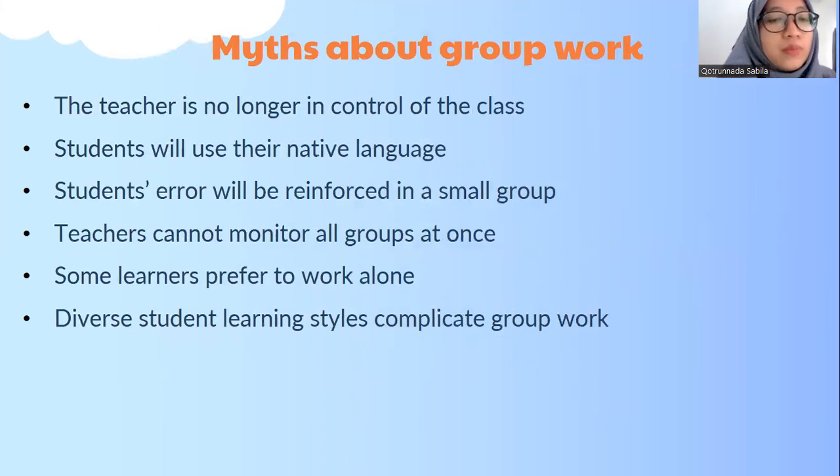Okay, so we move into the myths about group work. The teacher is no longer in control of the class. Students will use their native language, and students' errors will be reinforced in a small group. Teachers cannot monitor all groups at once, some learners prefer to work alone, and different students' learning styles complicate group work.